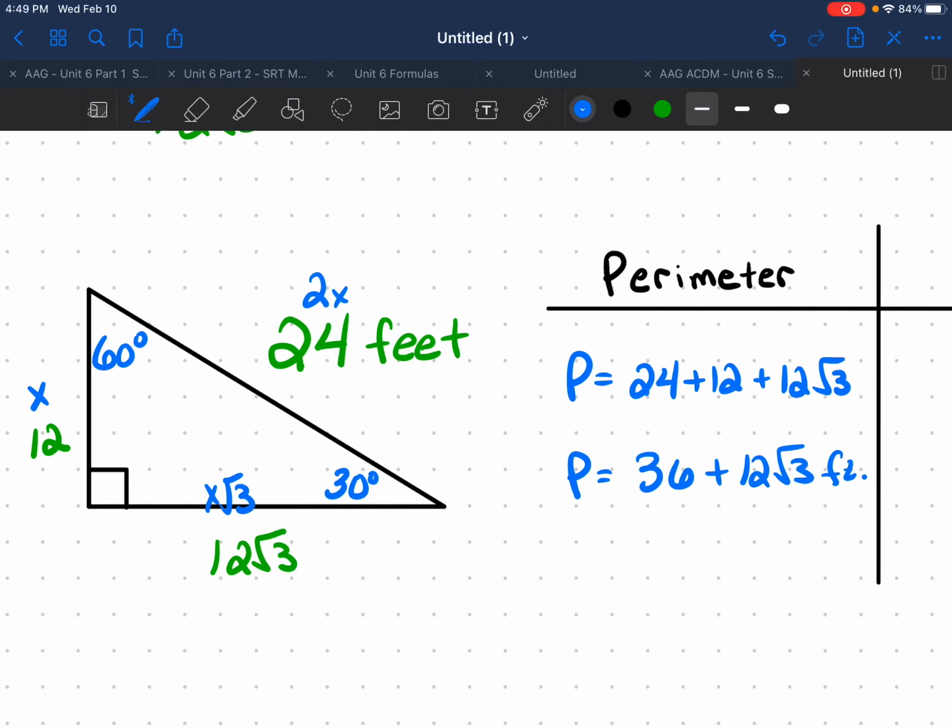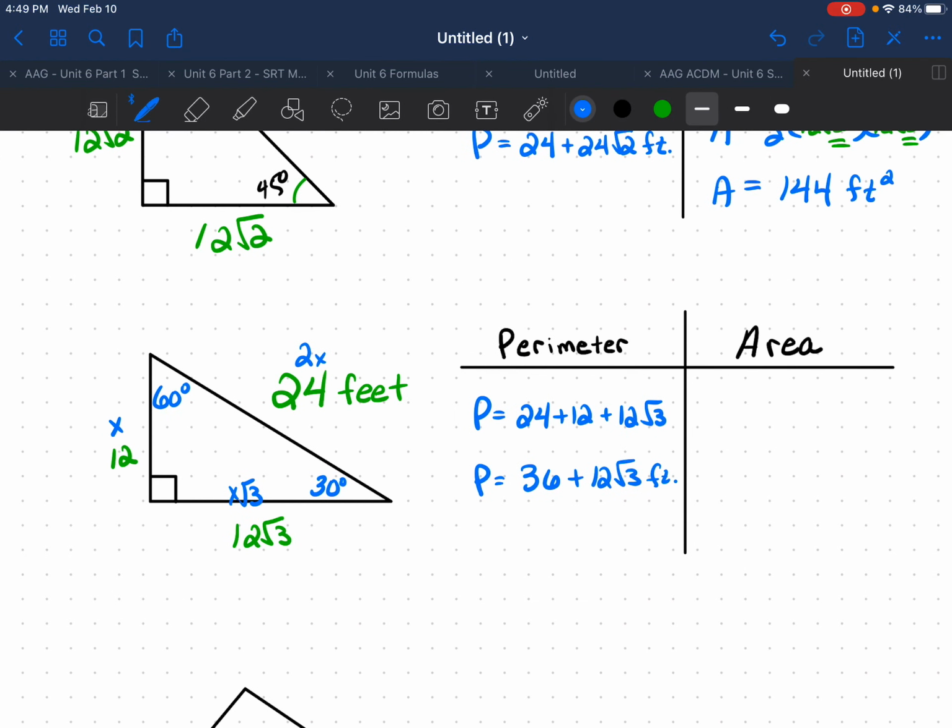All right, and that's it, right? Because we cannot combine them together. You can't just squish those terms together just because you want one term. Those are unlike, so we leave them separate. Okay, now let's go to our area.